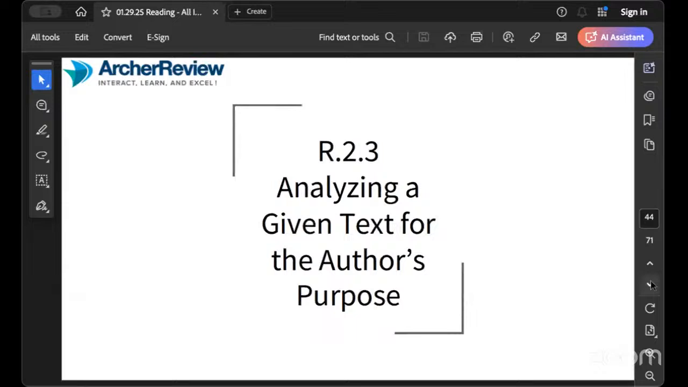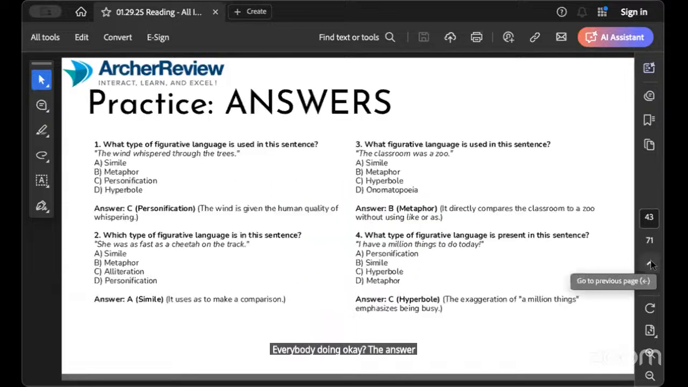Everybody doing okay? The answer, yes. So number 1, C. 2, A. 3 is B. And 4 is C. And let me know if you have any questions. I did jump to the next page too soon.